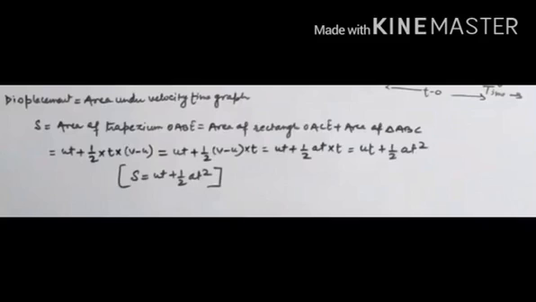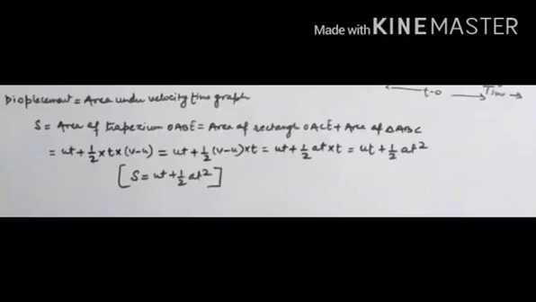S is equal to UT plus half (V minus U) multiplied by T. BC minus OA, which is equal to CD multiplied by OC, is equal to UT plus half (V minus U) multiplied by T. As A is equal to V minus U upon T, or V minus U is equal to AT, we put it in the equation and get S is equal to UT plus half AT into T, which is S is equal to UT plus half AT square, which is the required position time relation.